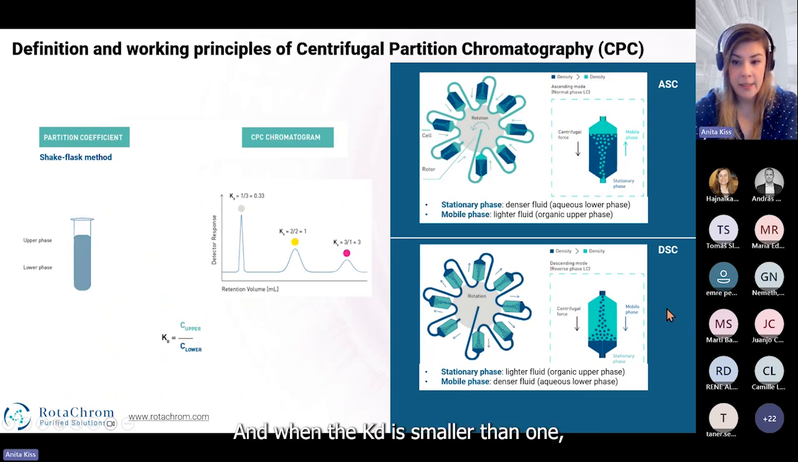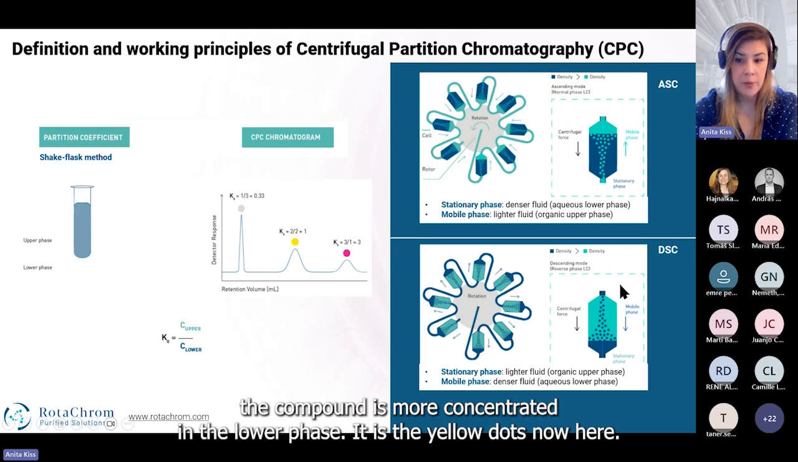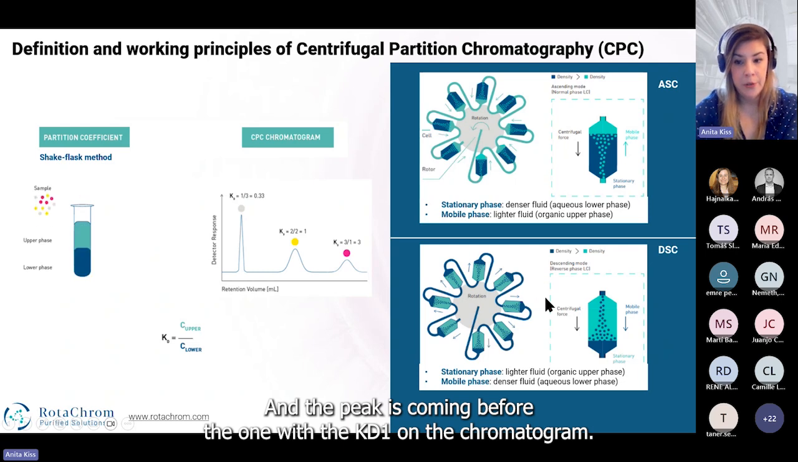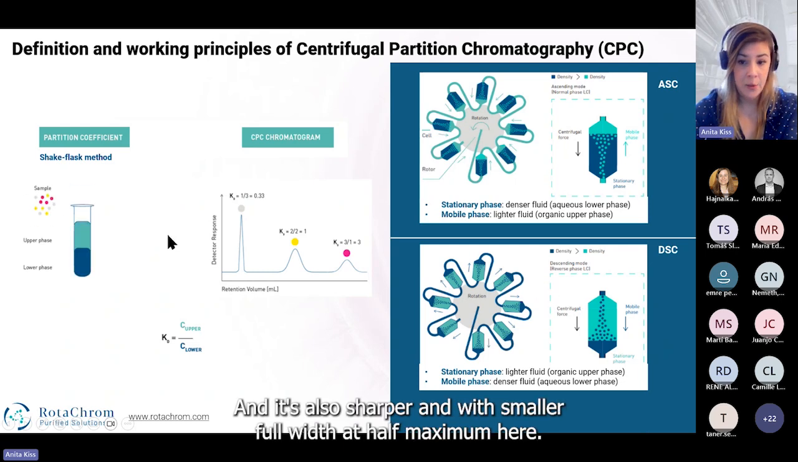And when the KD is smaller than 1, the compound is more concentrated in the lower phase, as the yellow dots show now here. And the peak is coming before the one with the KD of 1 on the chromatogram. And it's also sharper and with a smaller full width at half maximum here.